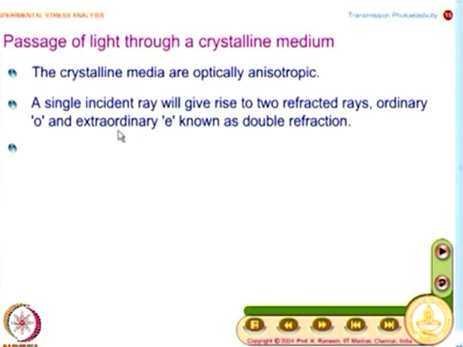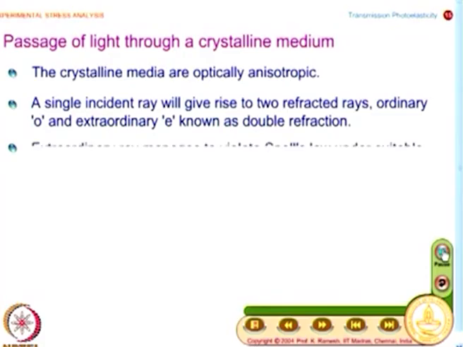So, what you find here is, the ordinary ray faithfully follows Snell's law, and under suitable conditions extraordinary ray violates Snell's law. That is why we read Snell's law first. So, one ray same as what you see in an isotropic medium. In addition, you have another ray which violates this law, and this violation is useful to us. This is useful to us in photoelasticity, and we exploit it. That is the advantage. So, you have for a single incident ray two refracted rays, ordinary and extraordinary.